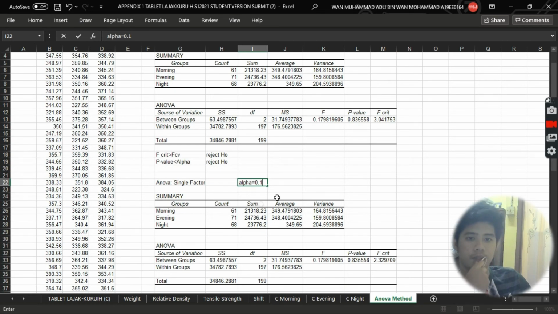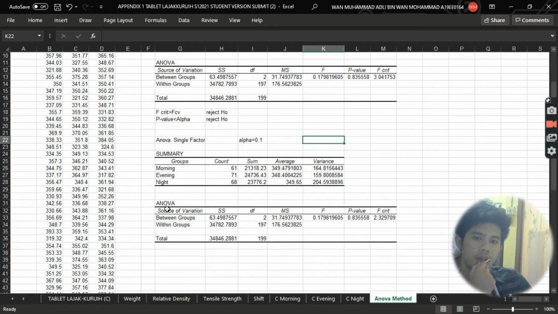So this one is for the ANOVA single factor for alpha equal to 0.1, and this is the summary for the groups. For each group we got count, sum, average, and variance. Here is the ANOVA table that we got for F critical. If F critical is more than Fs, then the null hypothesis is accepted, and if the p-value is more than alpha, the null hypothesis is accepted too.